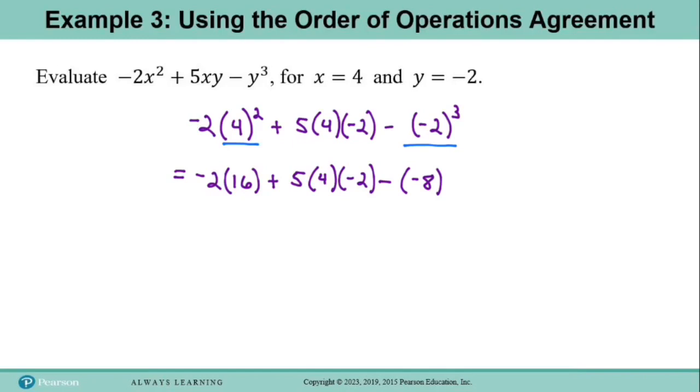Okay, now let's go through and do all of the multiplication in order from left to right. So I have a multiplication here and here. And the first one is negative 2 times 16, so that's going to be negative 32.